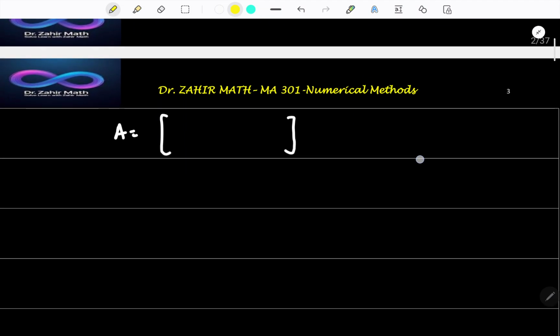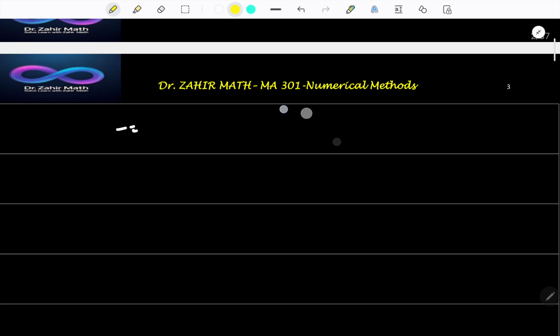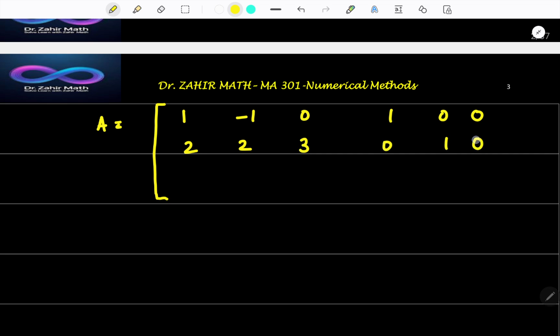Let me write it again. So A matrix, let me write it in a big manner. A is equal to, matrix: 1, minus 1, 0, 1, 0, 0. Then I'm going to write 2, 2, 3, then 0, 1, 0. Then I'm going to write minus 1, 3, 2, then 0, 0, 1. This is your matrix.